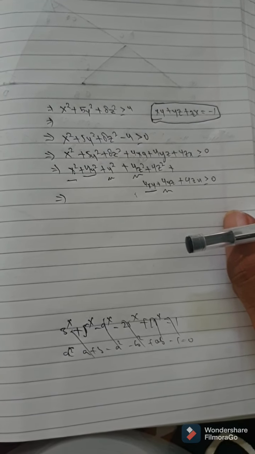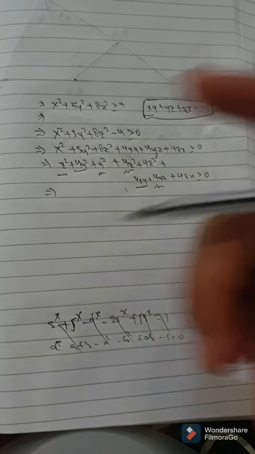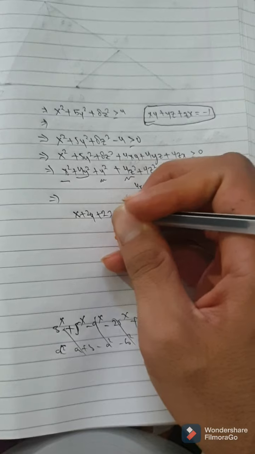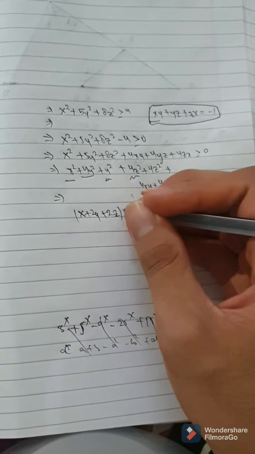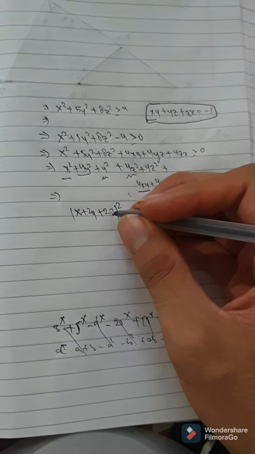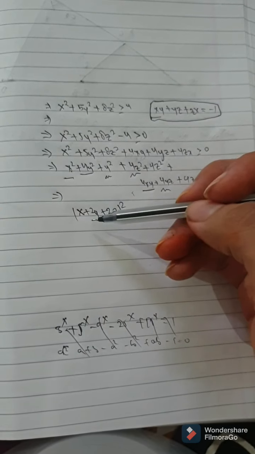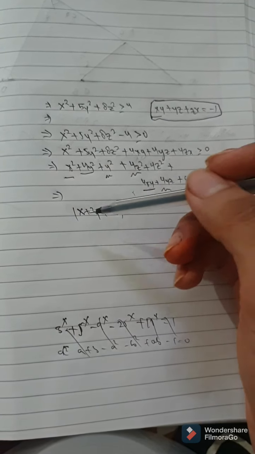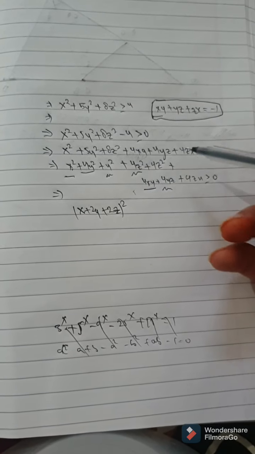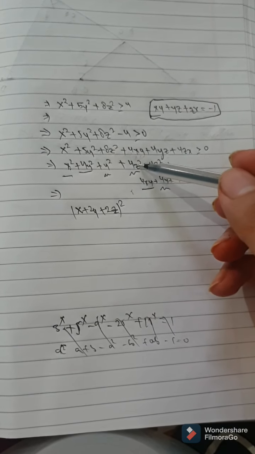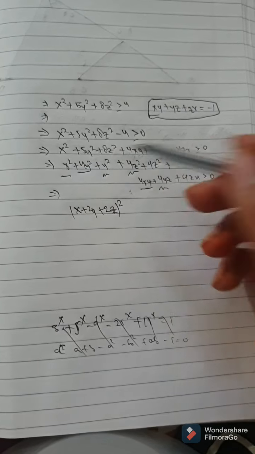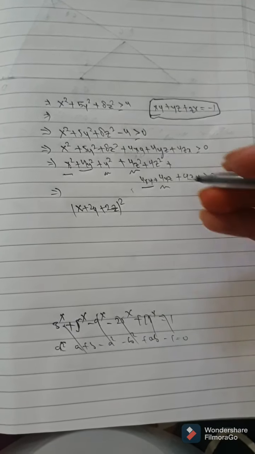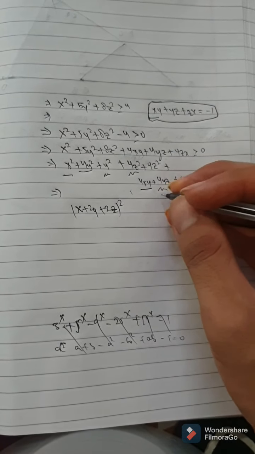If we try x plus 2y plus 2z whole square, it will be x square plus 4y square plus 4z square plus 4xy plus 8yz plus 4xz. We have 4xz, we have 4xy, we have 4z square, we have 4y square, we have x square, but we don't have 8yz. So we can add and subtract 4yz, no problem.